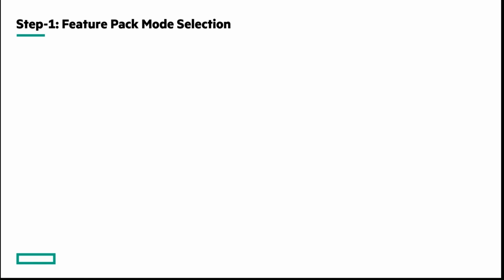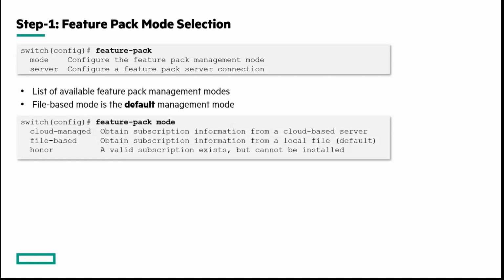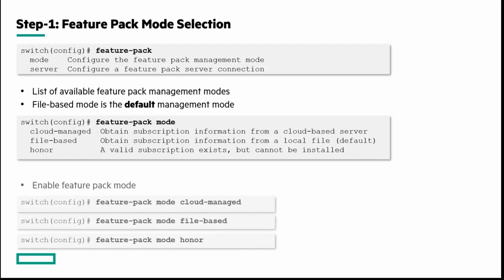First one is the mode selection. So in global config context, you can use the feature pack command to configure the required mode. Here is a list of available modes. It should be noted that file-based mode is the default management mode, as mentioned here. Now you can go ahead and type the preferred mode you want to select for your feature pack management.